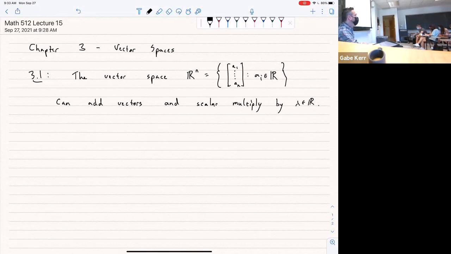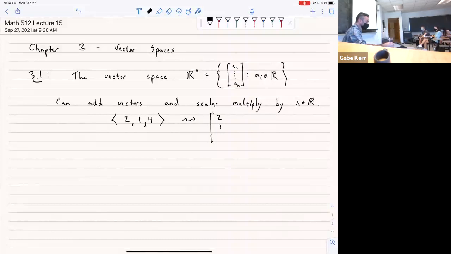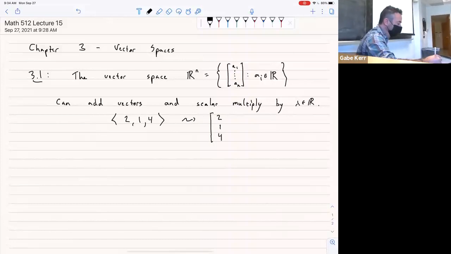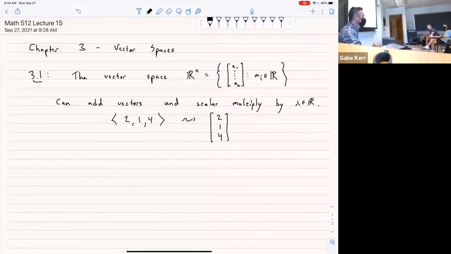Now, in Calc 3 or maybe other classes, the notation that's used is something like (2, 1). These are the vectors, the way they're written. The notation we're going to use in this class, at least when we write Rn, or R3 in this case, is to think of them as columns. But everything else is the same.